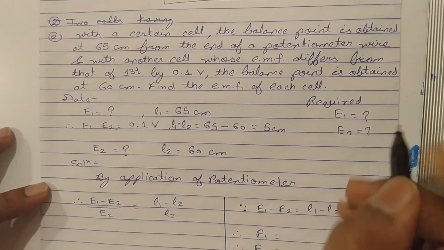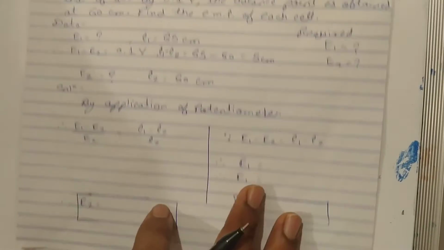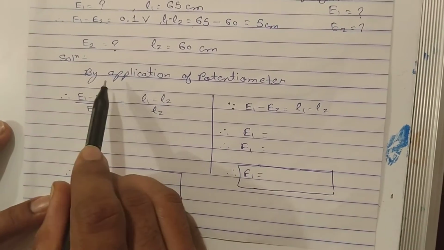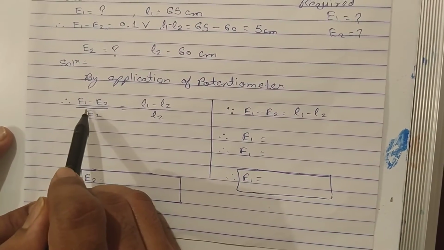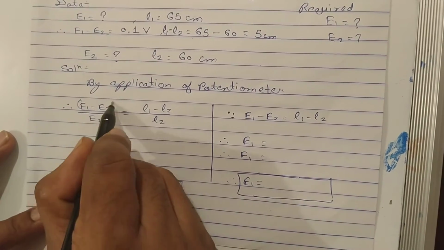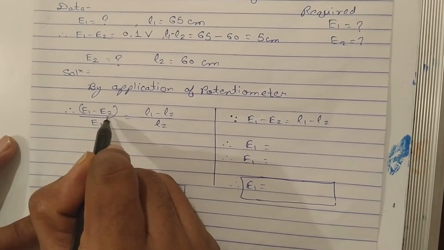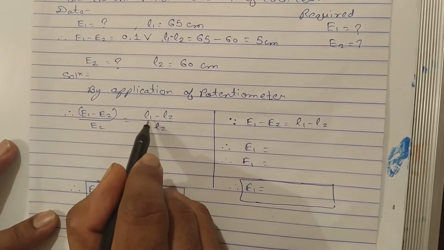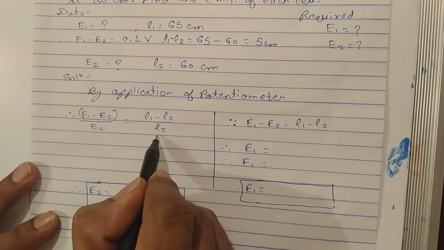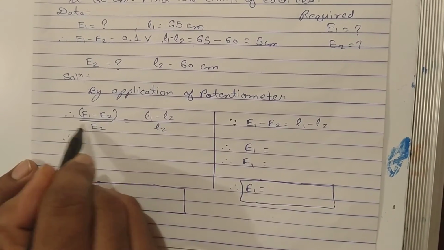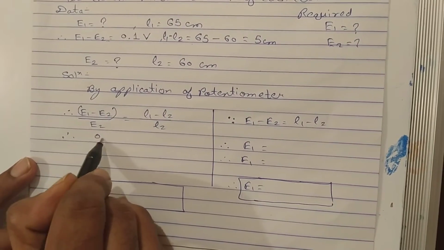E2. Students, let us apply the formula by application of potentiometer. E1 upon E2, so E1 minus E2 upon E2 is equals to L1 minus L2 upon L2. What is E1 minus E2? The value of E1 minus E2 is what? 0.1 volt.